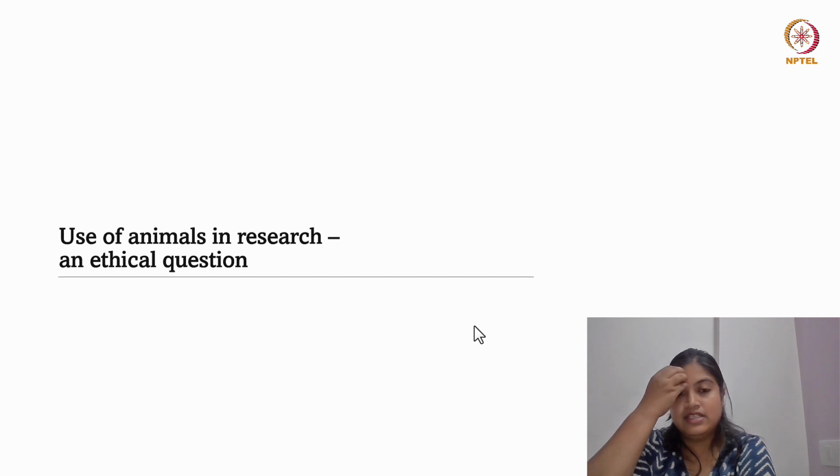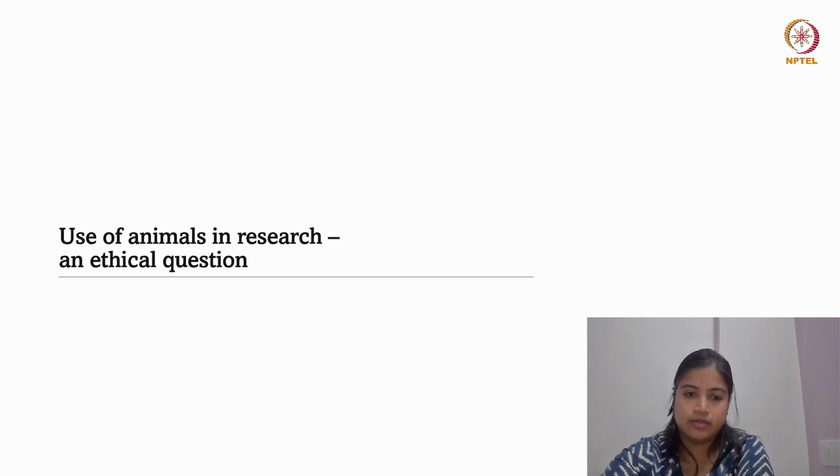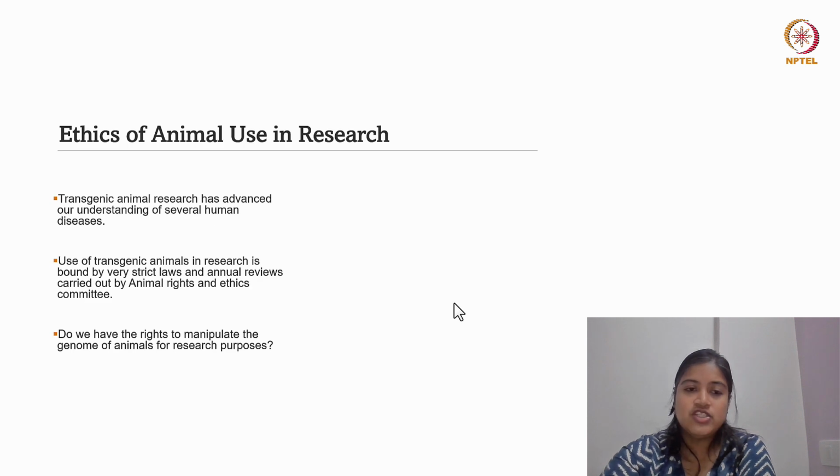Now, the use of animals in research always raises an ethical question. While transgenic animal research has advanced our understanding of several human diseases, not just epilepsy, the use of transgenic animals is heavily regulated. There are strict laws governing the number of animals that you can use, what kind of experiments you can do, and what conditions you can expose the animal to. Especially when we are looking at seizures or any kind of discomfort, we have to be extremely mindful of the trauma or the pain the animal is going through.